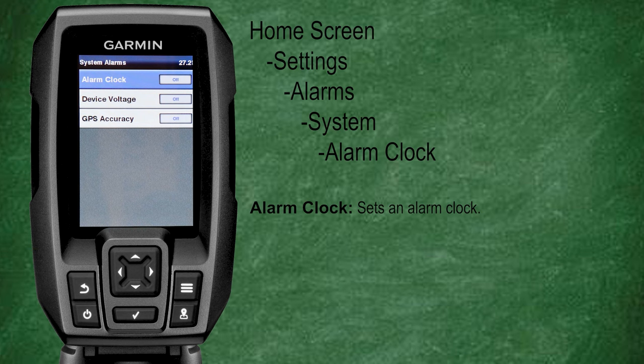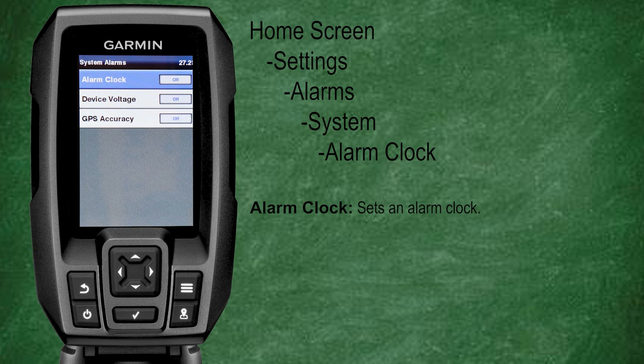Here we can change the name of our waypoint, add a symbol to represent our waypoint, enter a depth, water temperature, or add a comment to our created waypoint. Let's rename our waypoint, so let's select Name. In our case, we're going to rename this waypoint WP1 for waypoint 1. Once complete, press Enter to save.